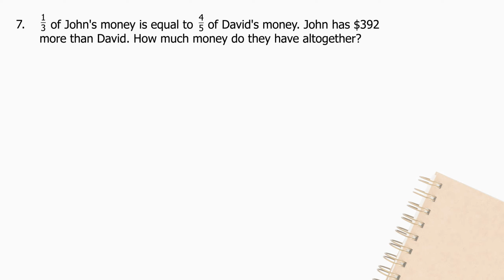Question 7. 1/3 of John's money is equal to 4/5 of David's money. John has $392 more than David. How much money do they have altogether?